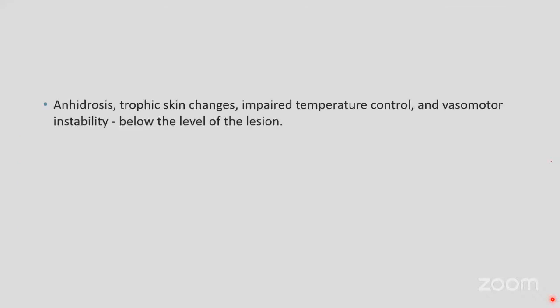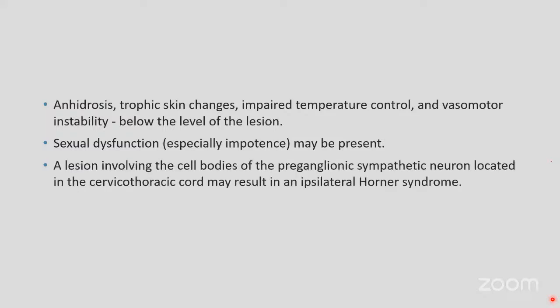There can be anhidrosis, trophic skin changes, impaired temperature control, vasomotor instability below the level of lesion, and sexual dysfunction may be present. If there is a lesion involving the cell bodies of the preganglionic sympathetic neurons in the cervicothoracic cord, this may result in an ipsilateral Horner syndrome.